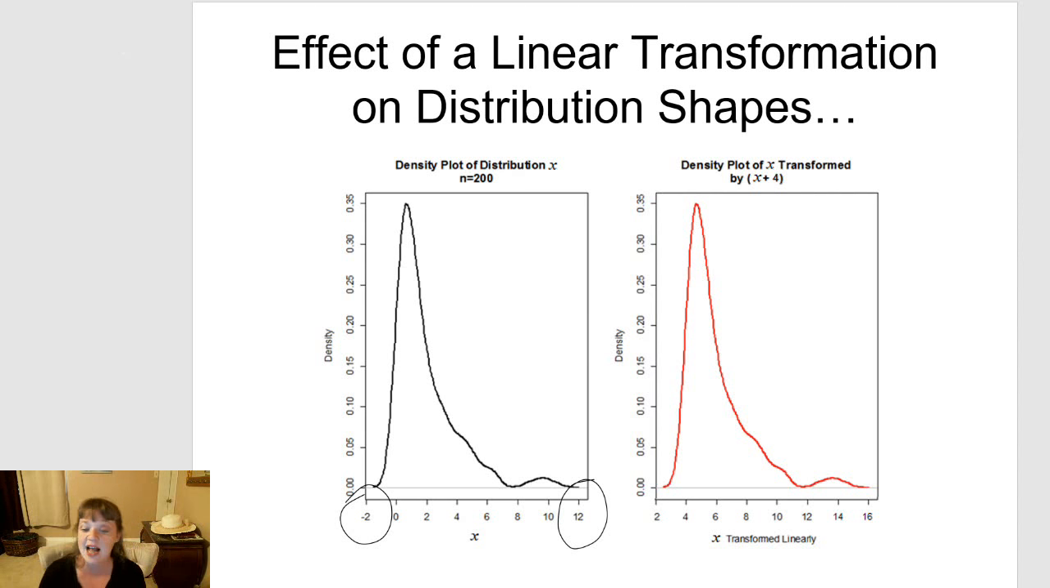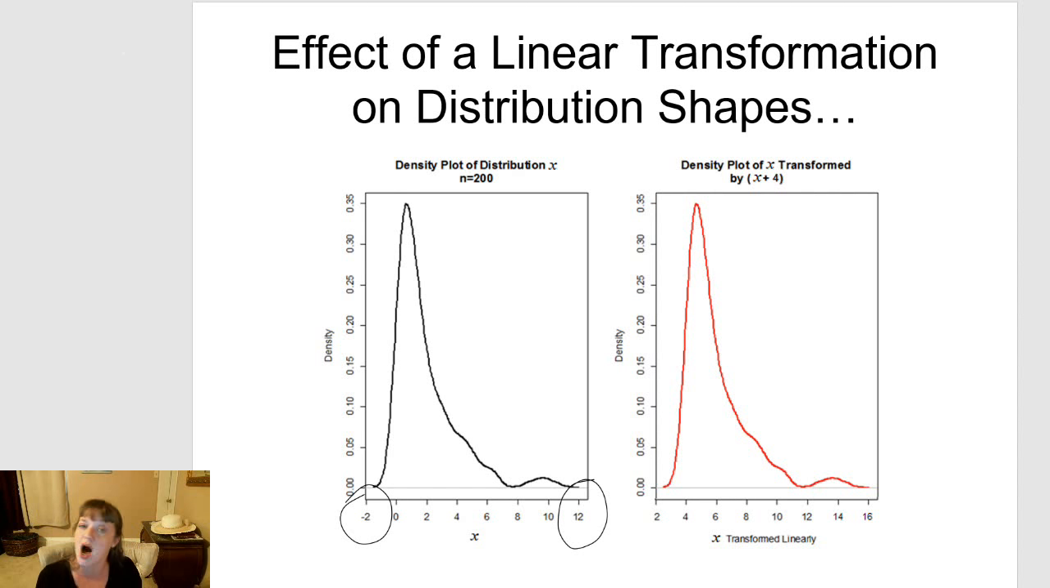And then I decide to linearly transform it by adding 4 to everyone's scores. And what you'll notice is this distribution is positively skewed. The tail of the skew points in the direction of the skew. It's right hand positive skew. Notice that it shifts up the number line.